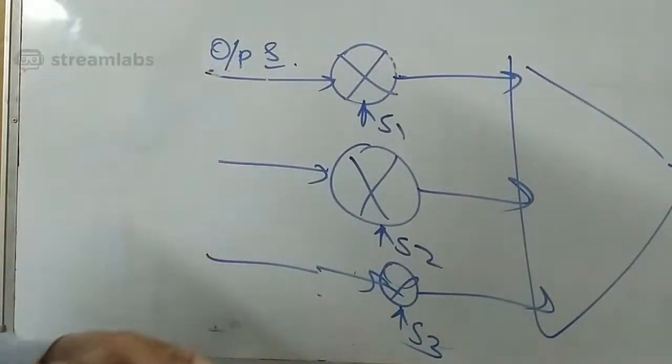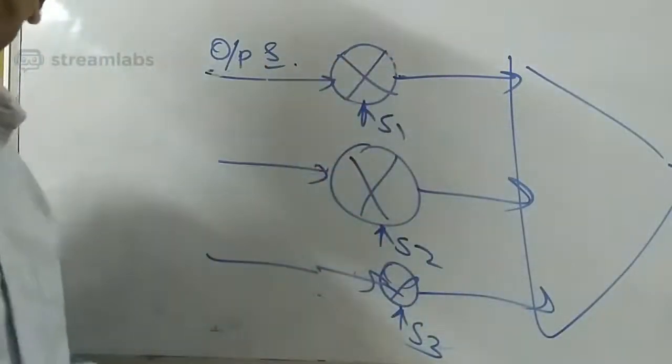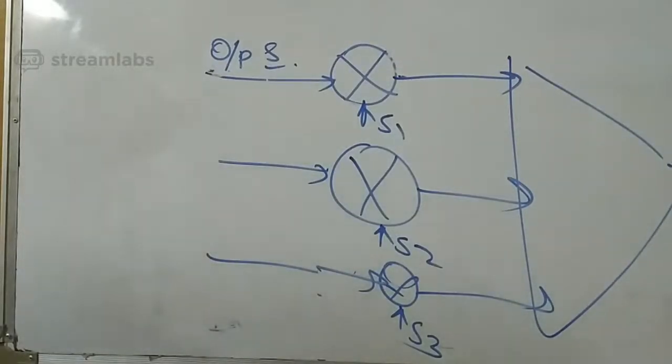This is how I can utilize the bandwidth in an efficient way with the help of multiple input signals, so that I can overcome the problem of underutilization of the bandwidth. I hope it is clear to you all.